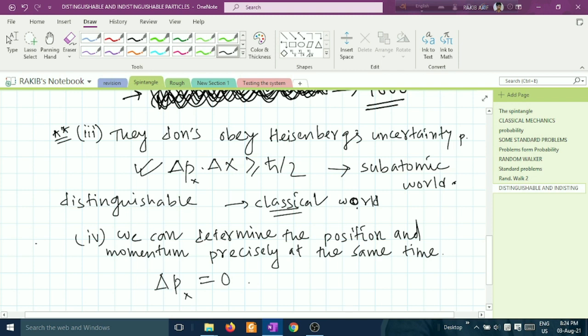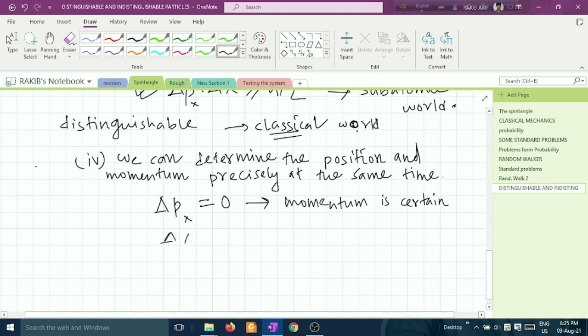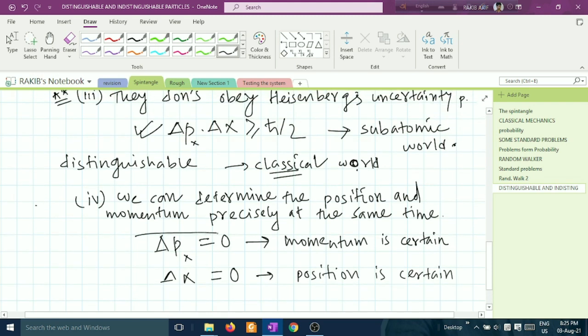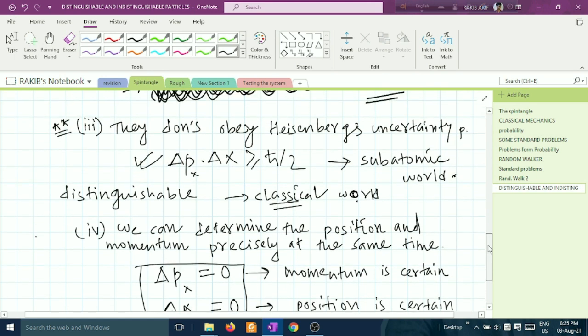That means there is no uncertainty in momentum, which means momentum is certain, and also delta x is equal to 0. This means position is certain. These two things violate Heisenberg's uncertainty principle. So property 4 is the reflection of property 3.